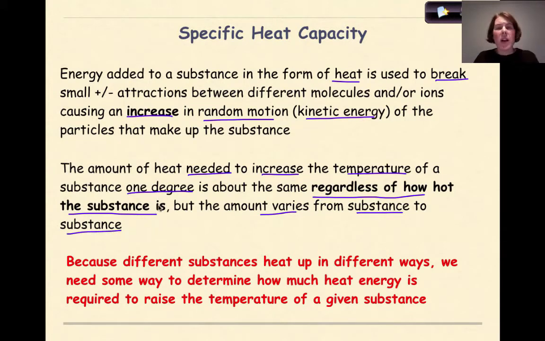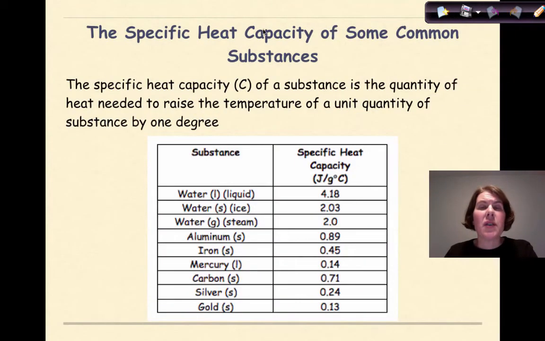So whether I have water at 10 degrees Celsius or 20 degrees Celsius or 100 degrees Celsius, the amount of energy that's needed to raise it 1 degree is still approximately the same, no matter at what temperature I start. Because different substances heat up in different ways, we need some way to determine how much heat energy is required to raise the temperature of a given substance. This is where we look at the specific heat capacity of some common substances.